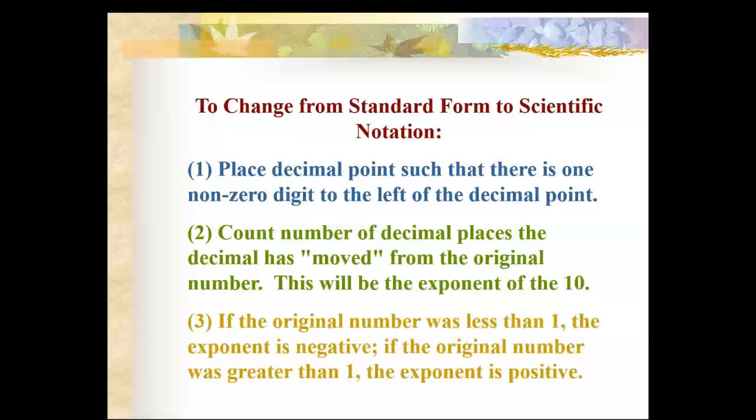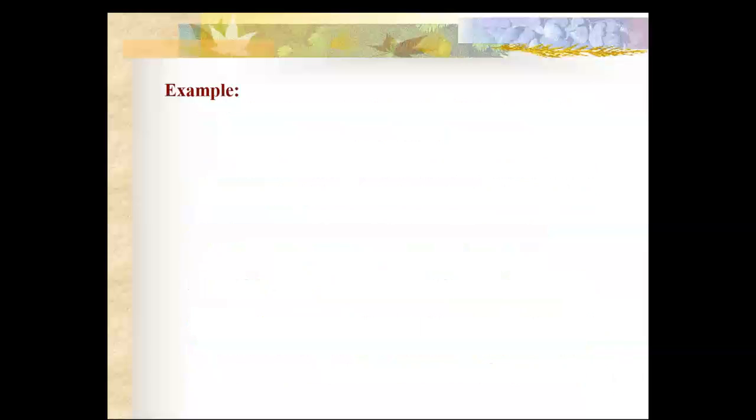If the number originally was less than 1, it's got to continue being less than 1, so you multiply by a power of 10 that brings that down to less than 1. That's a negative exponent. If the original number is greater than 1, then the exponent on the 10 has to be positive.